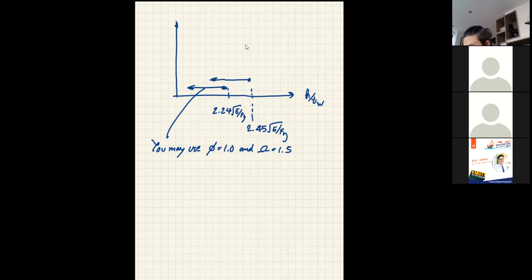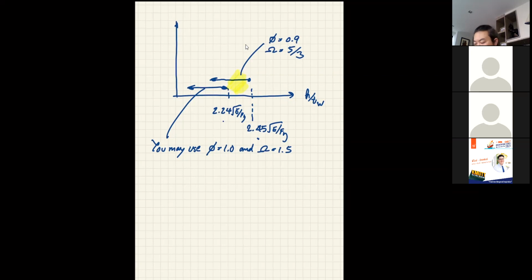There's this small zone here where you say phi is 0.9 and factor of safety is 5/3 as usual. Okay, so let's say you check the slenderness ratio of your web and it is greater than 2.24 square root E over Fy, then you have to use this, with phi 0.9 and factor of safety 5/3.